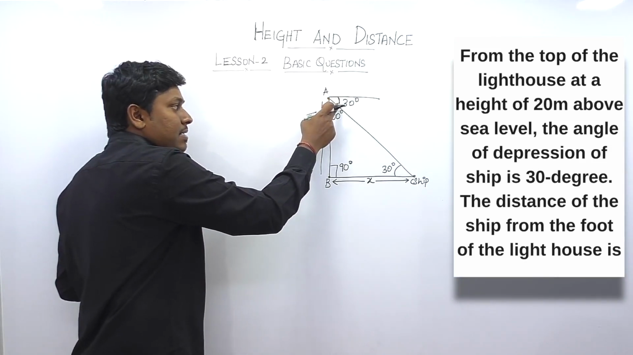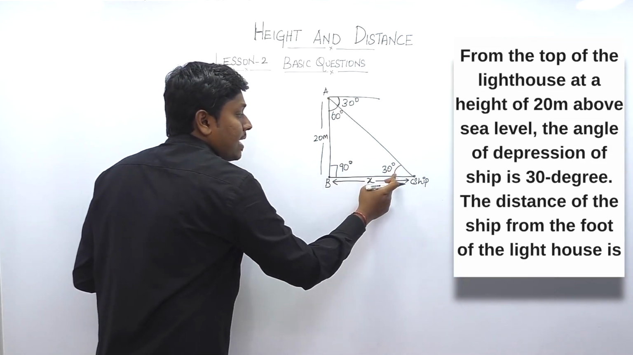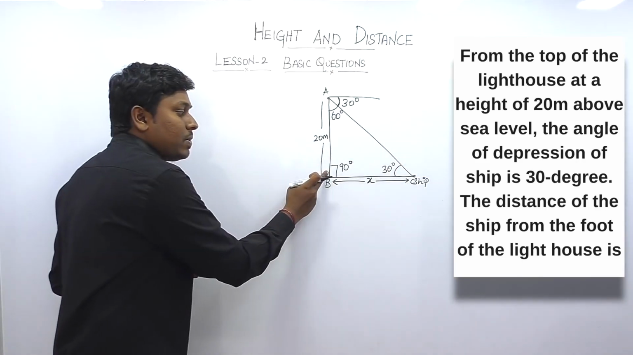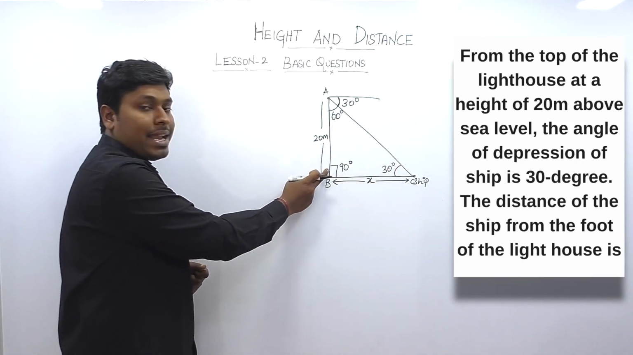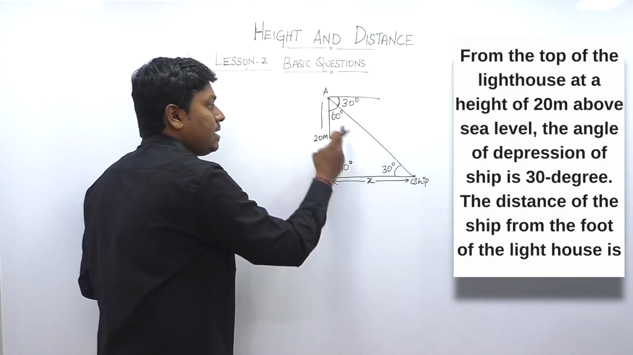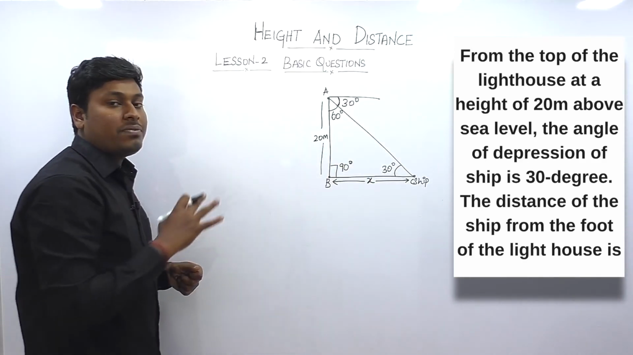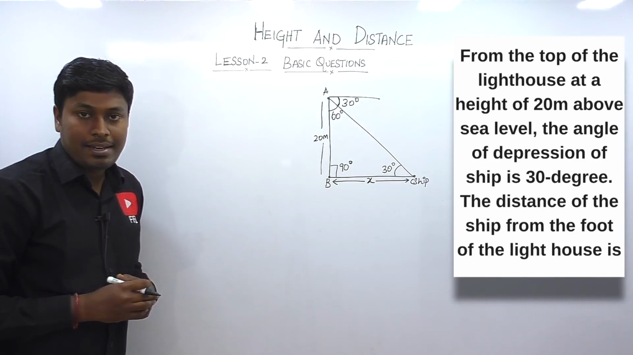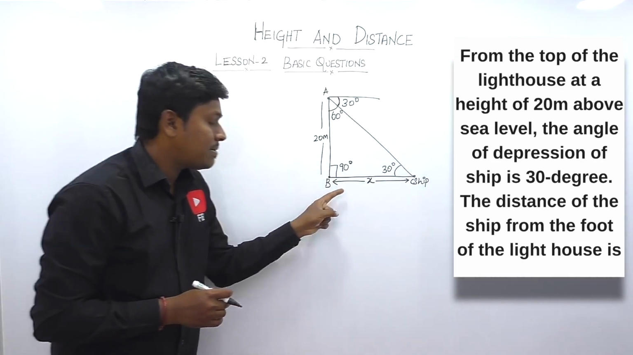If this angle is 30 degrees, then definitely we can say that this angle should be 30 degrees. Already we know that this is a right angle triangle, so this will be 90 degrees. So 90, 30, remaining will be 60. The sum of the three angles of a triangle is 180 degrees, and our target is to find what is BC.